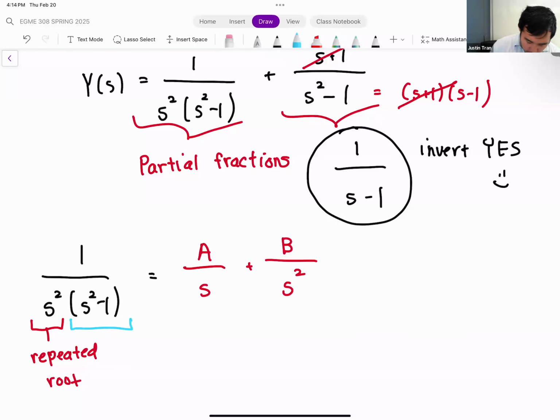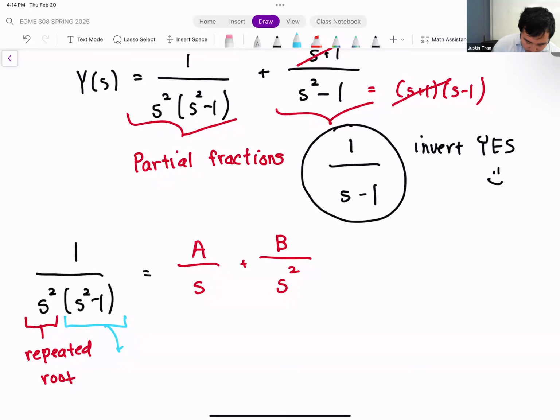All right, and this other term right here is a quadratic. It's not a repeated root because it's s squared minus 1, but it is a polynomial of quadratic order. So when we decompose it, we have to include a linear term in our numerator as well. The partial fraction decomposition of this one is going to be cs plus d all over s squared minus 1.